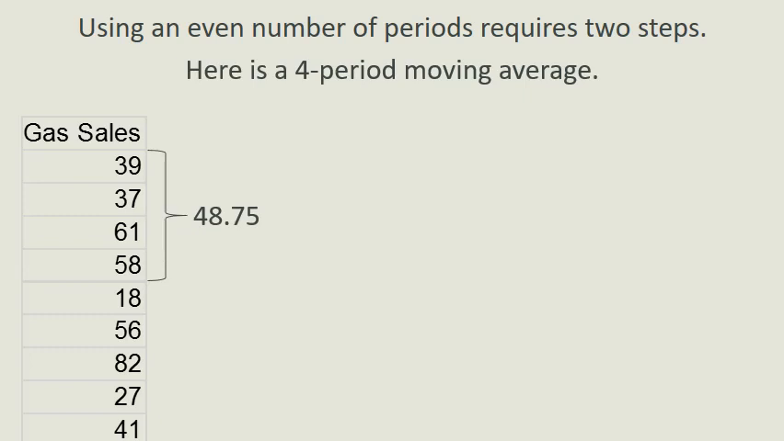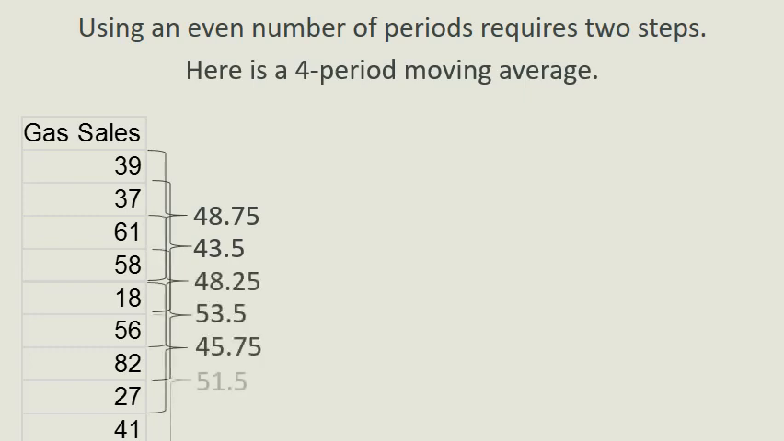The average of the next 4 numbers is 43.5. The average of the next 4 numbers is 48.25, and so on. And now we have to deal with the fact that our averages lie in between the rows. We didn't have this problem before because we were using an odd number of time periods. This time we're using a 4-period moving average, and it will always be offset like this when we use an even number of time periods.